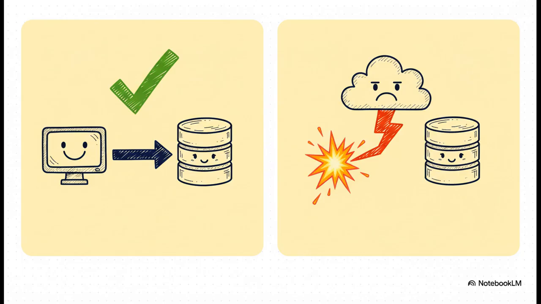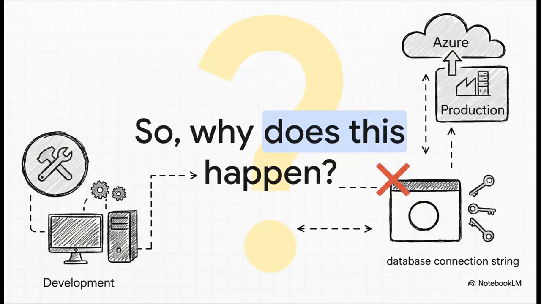You know the drill. On your development machine, it's perfect. The database connects, data is flowing, it's just beautiful. Then you push it to production, and bam, it all comes crashing down with a nasty SQL exception. The app can't even talk to the database. So what's going on here? Why does it just break? Well, it boils down to something really simple, actually.